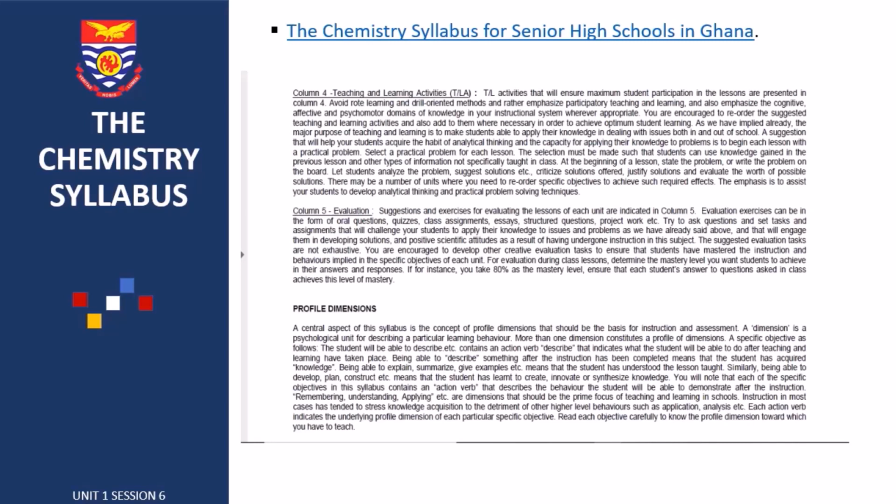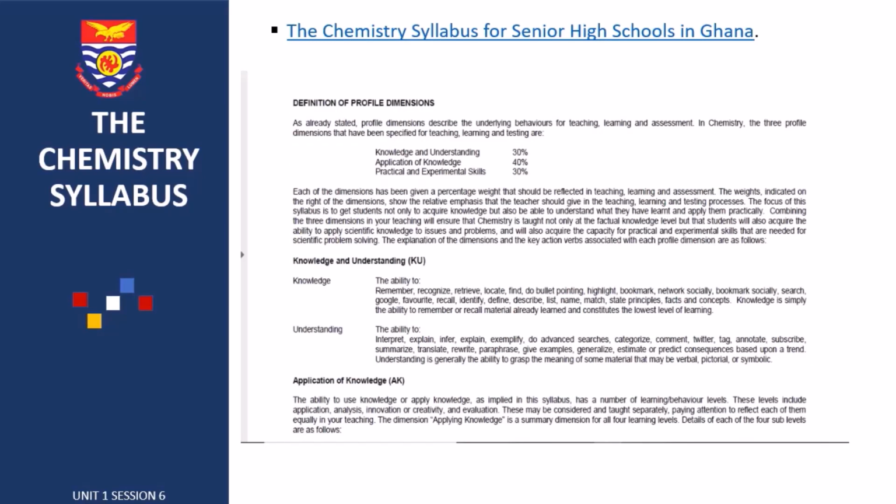has taken place. So being able to describe something after the instruction has been completed means that the student has acquired knowledge. And so the action verbs that are used indicate what students will learn, or the change in behavior at the end of the lesson, is what we mean by profile dimension. So as a teacher, you are entreated to read each objective carefully to know the profile dimension toward which you have to teach. And you are admonished that the syllabus is not your lesson plan, but it's a way to help you to prepare your lesson.